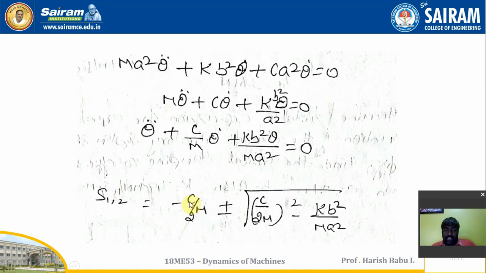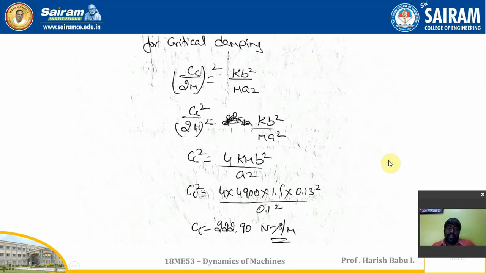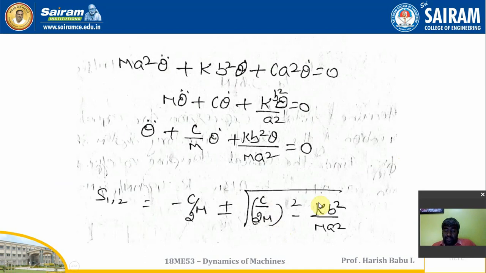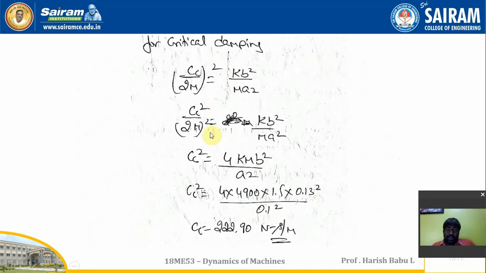So the solution will be minus c by 2m plus or minus root of (c by 2m) square minus k b square by m a square. So for critical damping, the inside part should be equal to 0. So I'm going to simplify that. I'm going to get Cc square is equal to 4 k m b square divided by a square. Substituting the values, I'm going to get the critical damping coefficient as 222.90 Newton second per meter.